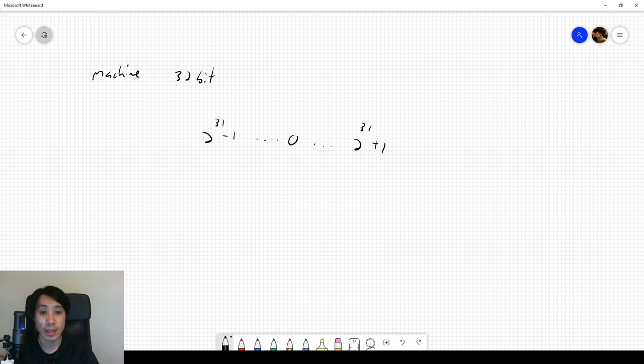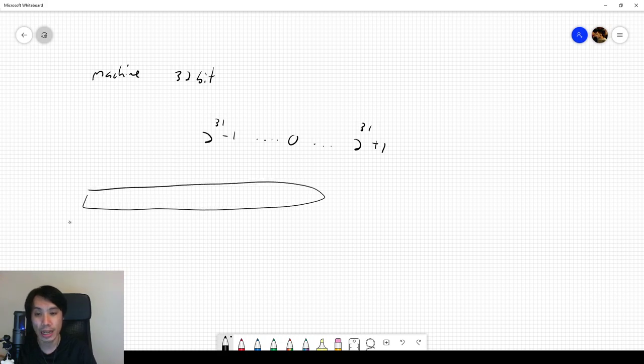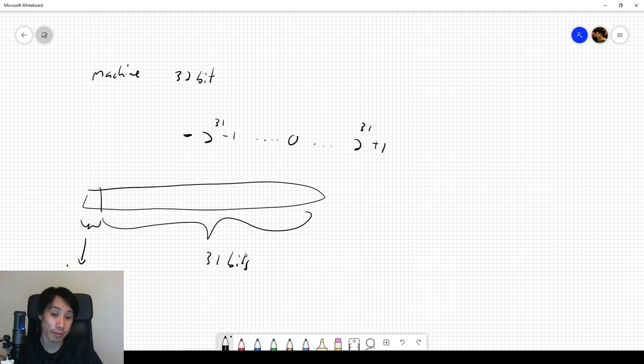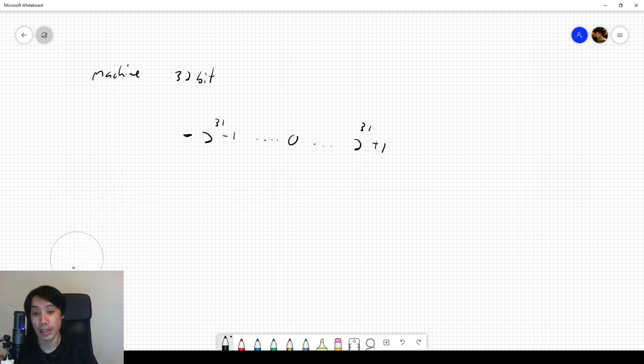Why is it 2 to the power of 31? Because 32 bits means I'm going to have 32 bits, and here will be 31 bits. The first one is for the sign, so here will be negative and here will be positive. Okay, so here is how you can encode numbers.